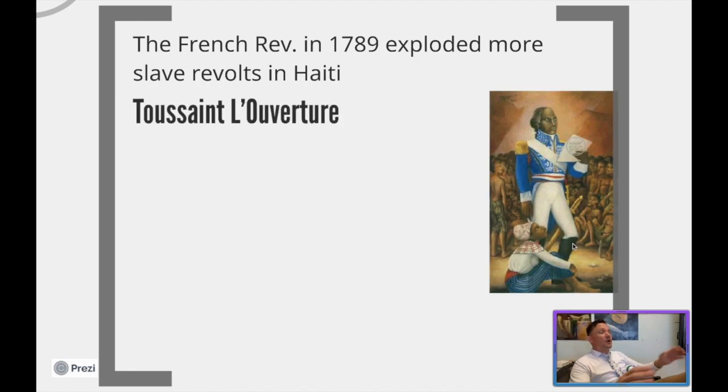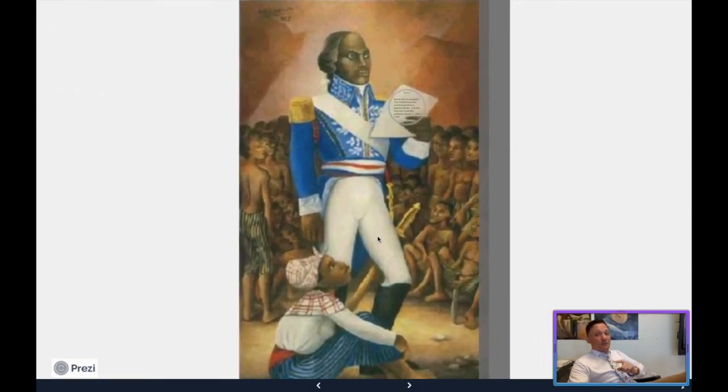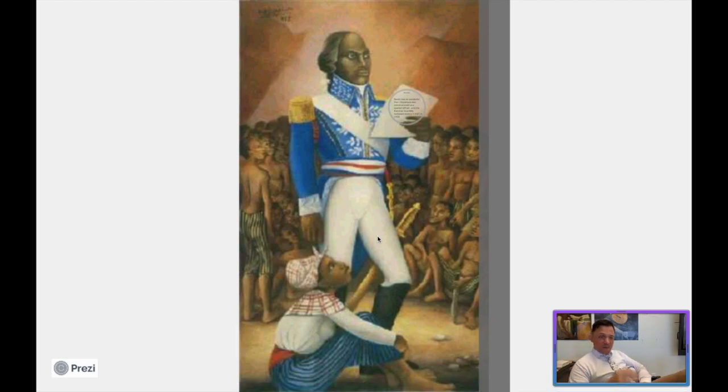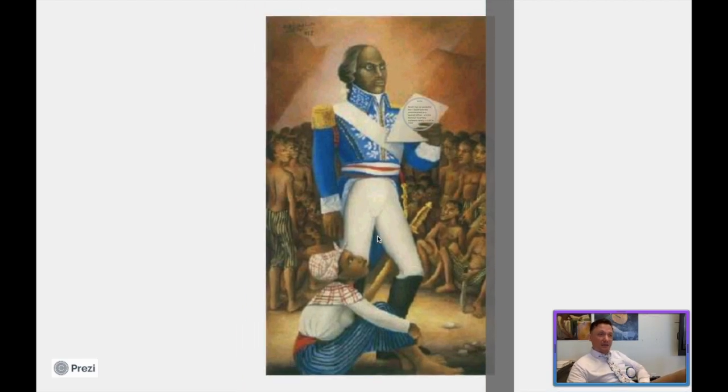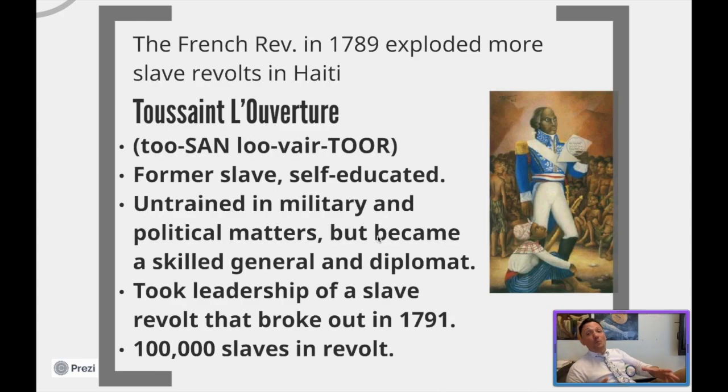And his name was, say it with me real quick, he is awesome, he is the man. Look at him right there. He is sometimes historically known as the Black Napoleon, right? Because he was that successful in his military campaigns. But his name was Toussaint L'Ouverture. Now, originally, his name was actually Toussaint Breda.